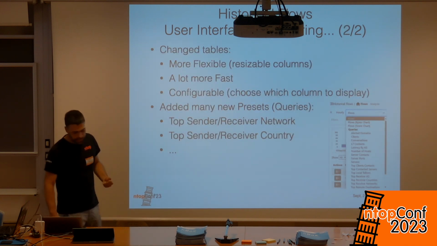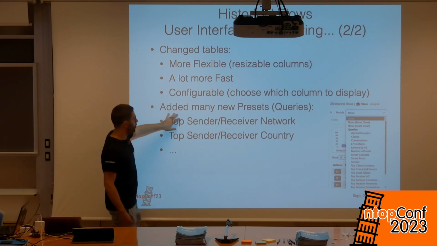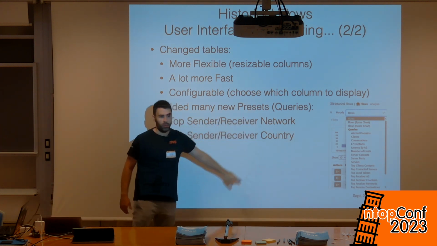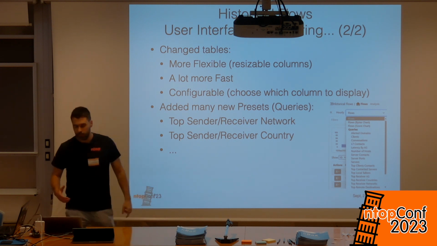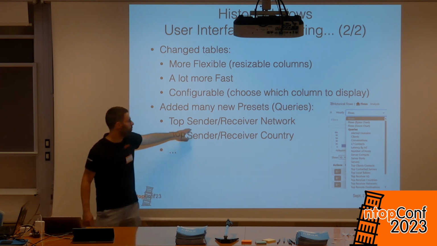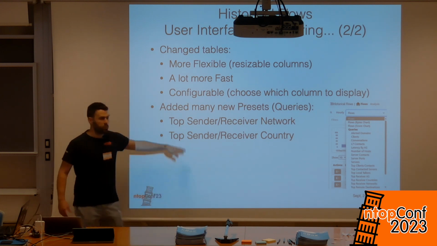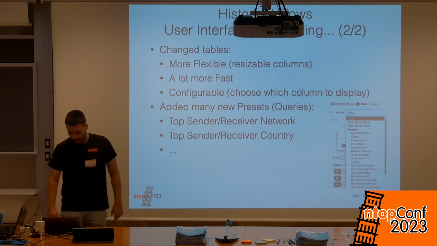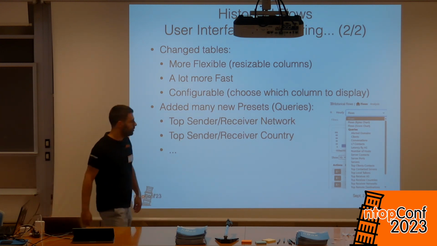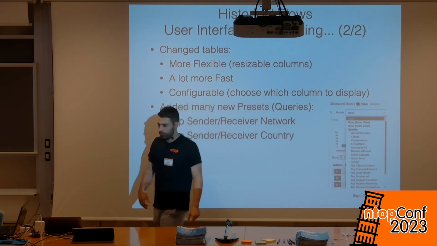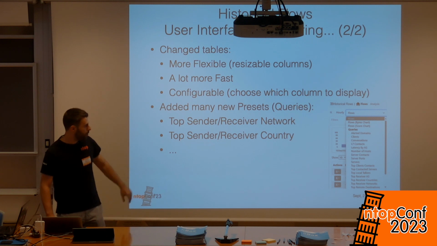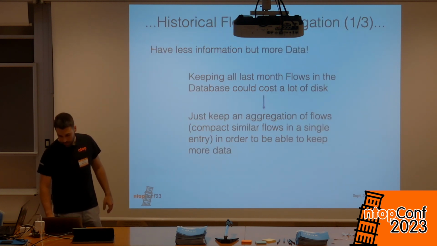But other than that, we added even a lot of new preset queries, so aggregated information about historical flows. For example, top sender and receiver networks, top sender and receiver countries, the same thing goes for total system. You can see the full list here. A part of the list, not quite full.